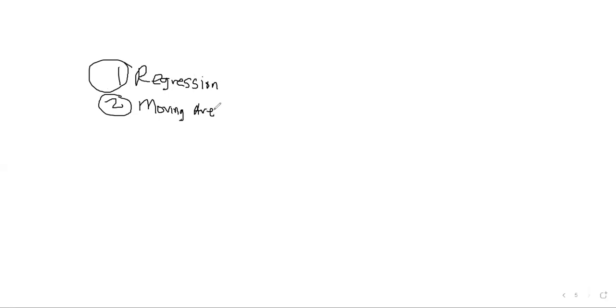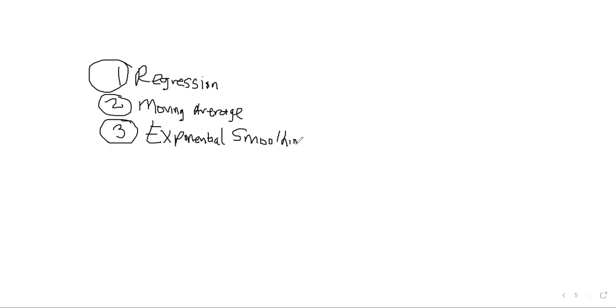Then the other one that we have is on exponential smoothing. So these are the only three components that we need to consider. So exponential smoothing. So these are the three techniques that we use as we look at forecasting.